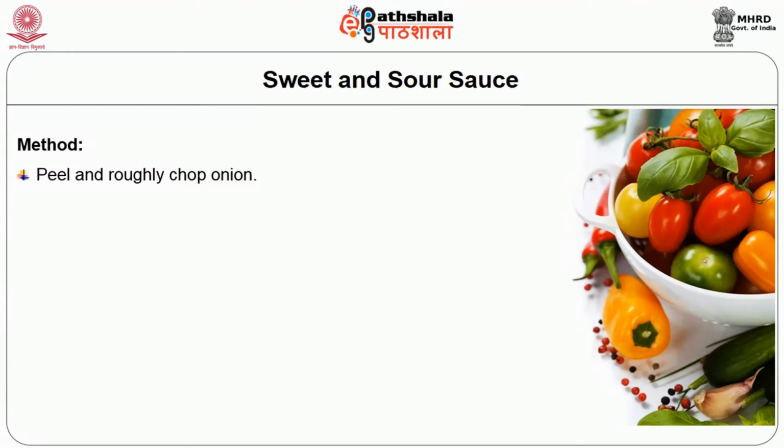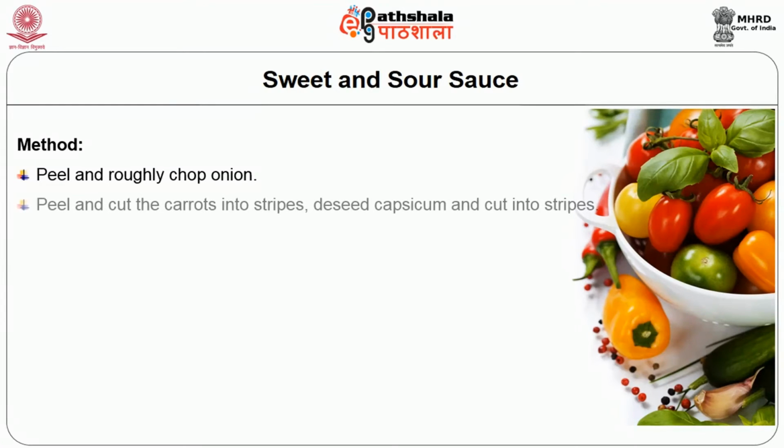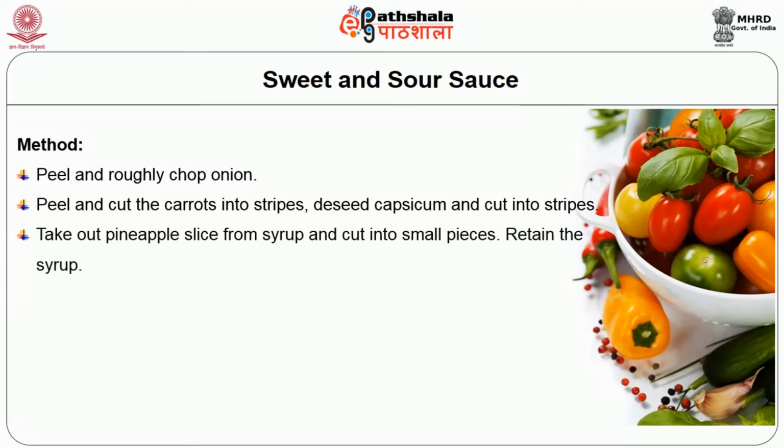Peel and roughly chop the onions. Peel and cut the carrots into strips. De-seed the capsicum and then cut it into strips. Take out the pineapple slice from the syrup and cut it into small pieces. Now you have to retain the syrup also.